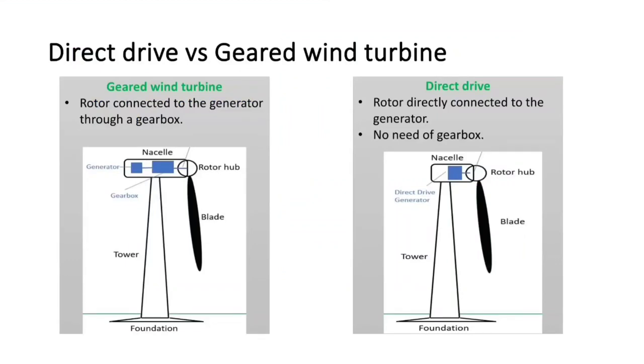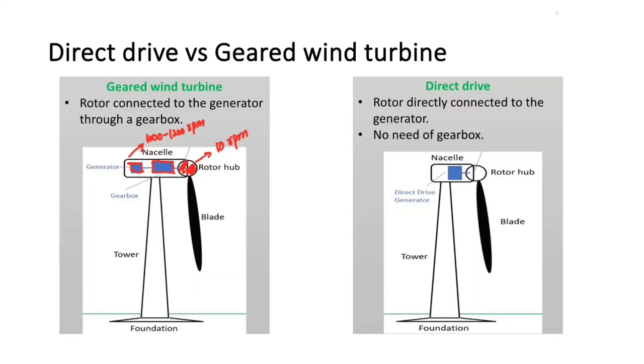First, let's have a look at the gear wind turbine and the direct drive wind turbine. So in the gear wind turbine, the rotor, which is here, is directly connected to a gearbox. This is the gearbox, and then it is connected to a generator. So let's say that this rotor is rotating at 10 rpm. This gearbox will increase this rotational speed up to 1000 to 1200 rpm, and this is the same speed at which your generator will be rotating.